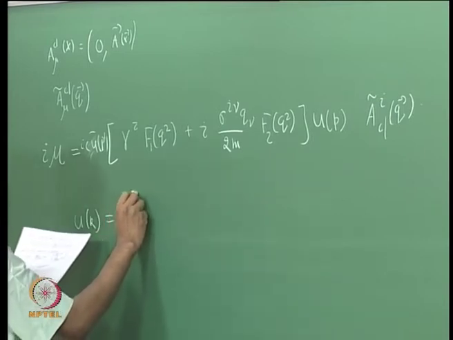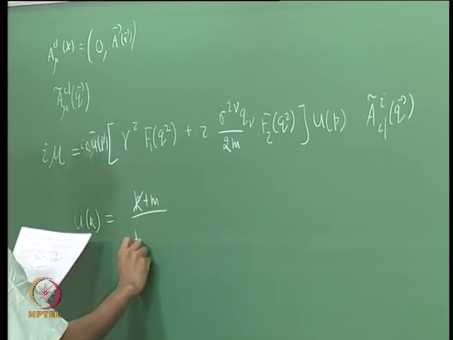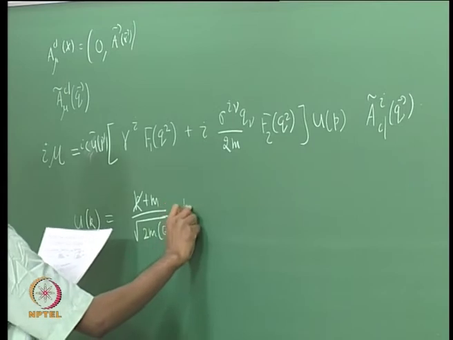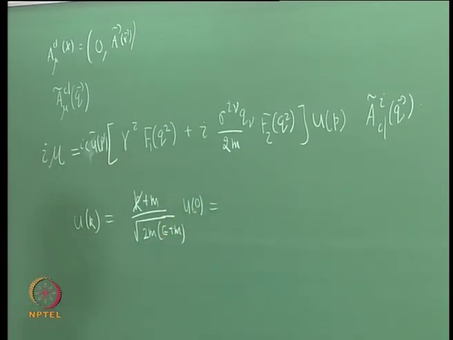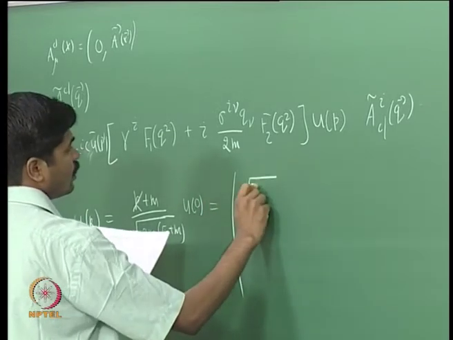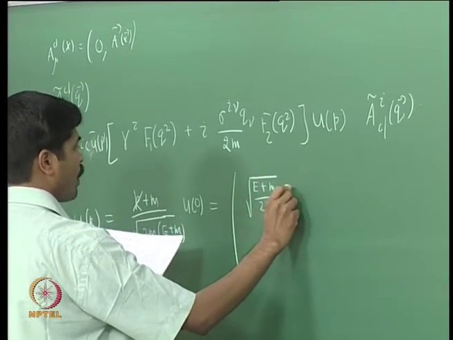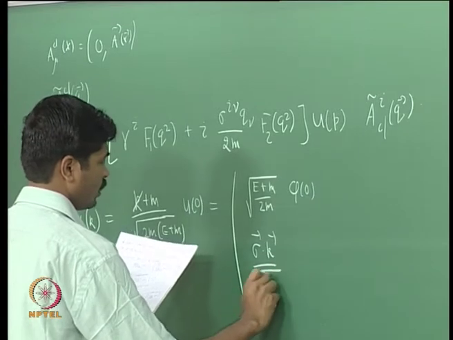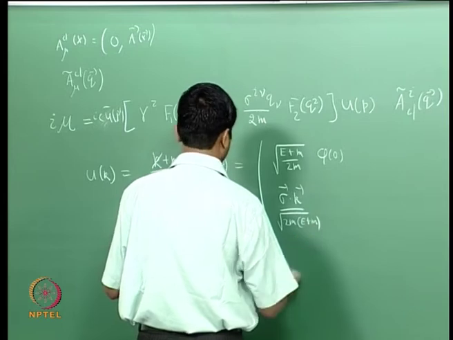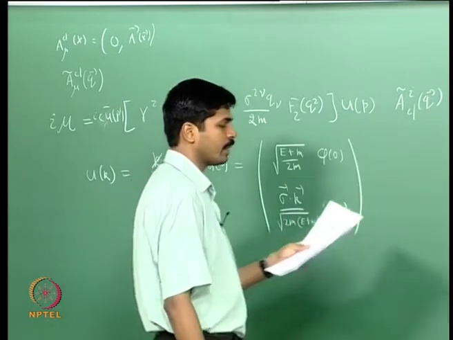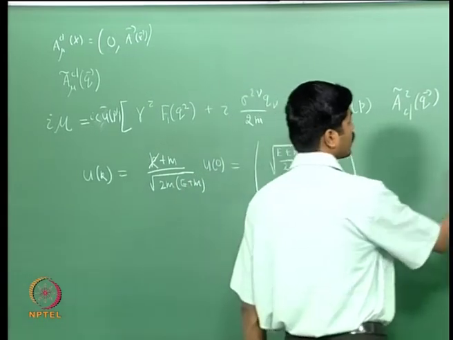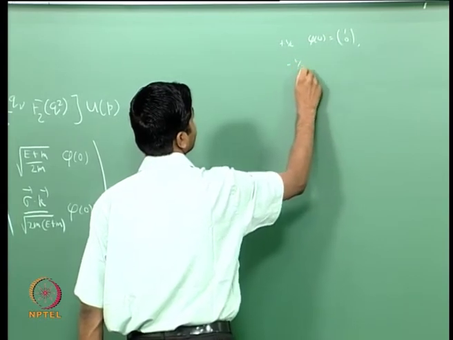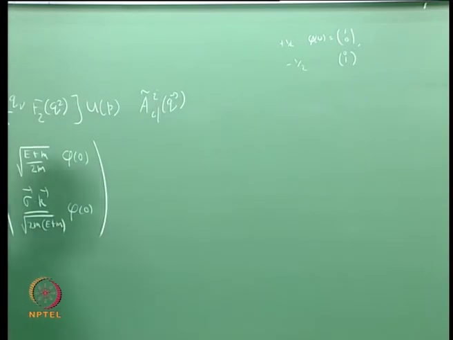The exact expression is given by (k-slash plus m) divided by the square root of 2m(E plus m) times u of 0. In terms of the two component spinors, this is given by the square root of (E plus m) over 2m, φ(0), and σ·k divided by the square root of 2m(E plus m), φ(0), where φ(0) is a two component spinor. For spin plus half, φ(0) is just (1, 0), and it is (0, 1) for spin minus half. This is the notation that we had used earlier.